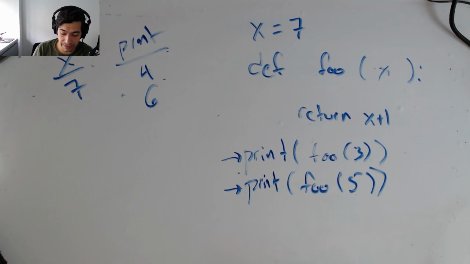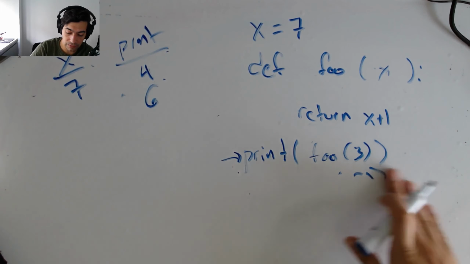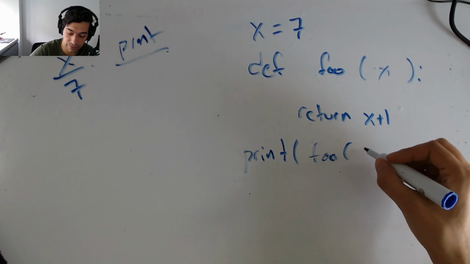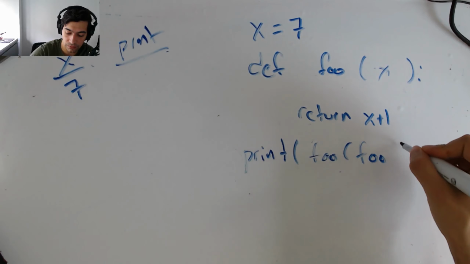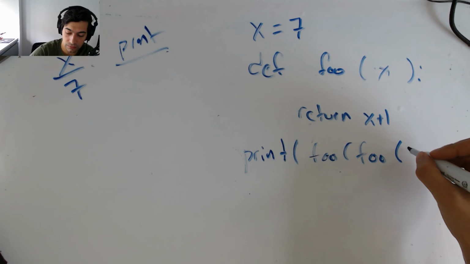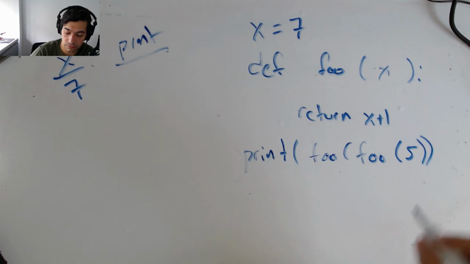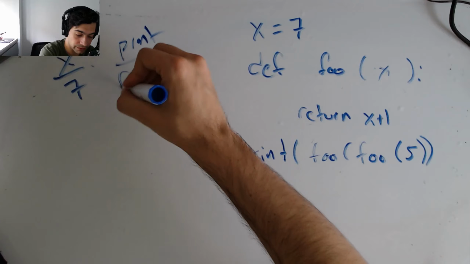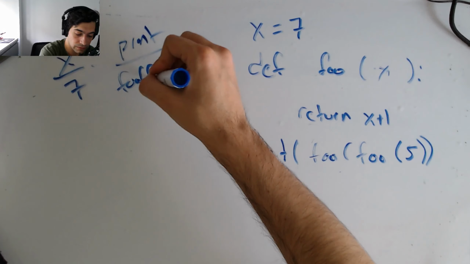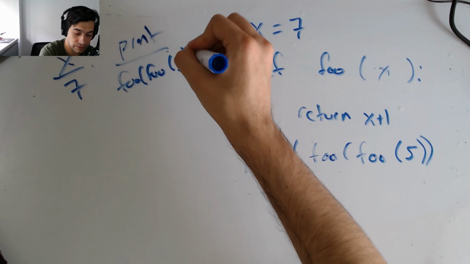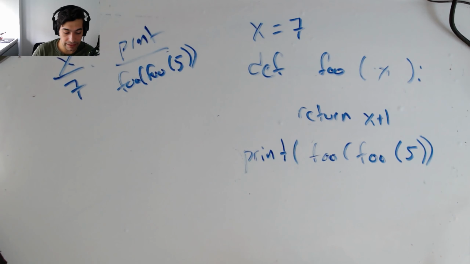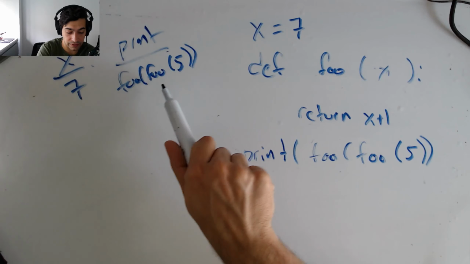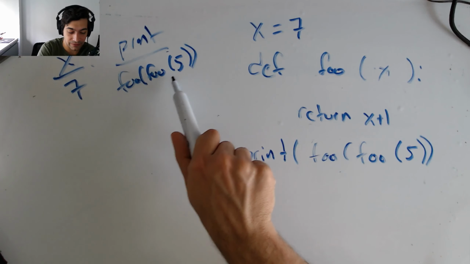Okay, let's make this a little more complicated though. What if I want to print out foo of foo of 5? So now, just like in math, we have to go from inside out. We don't strictly have to, but here we're going to. We go from foo of 5.